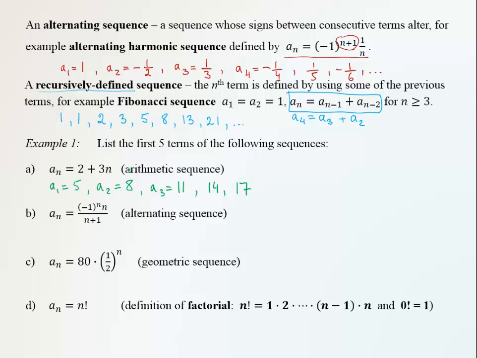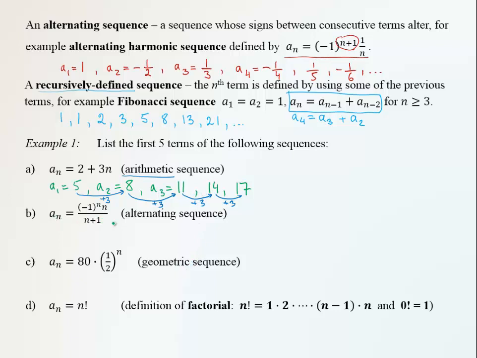Such a sequence is called arithmetic sequence. You can probably notice that what's happening between terms is we're adding 3. So 5 plus 3 is 8. 8 plus 3 is 11. 11 plus 3 is 14. 14 plus 3 is 17. So a sequence with the difference between consecutive terms being constantly the same is called arithmetic sequence. And we'll talk about arithmetic sequences more in depth in the next lesson.